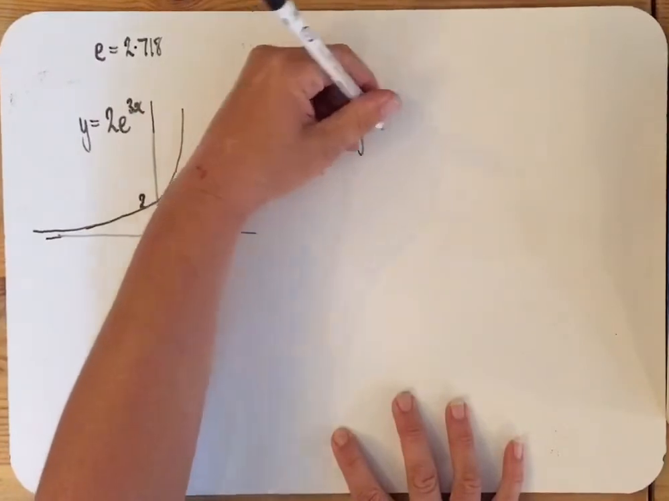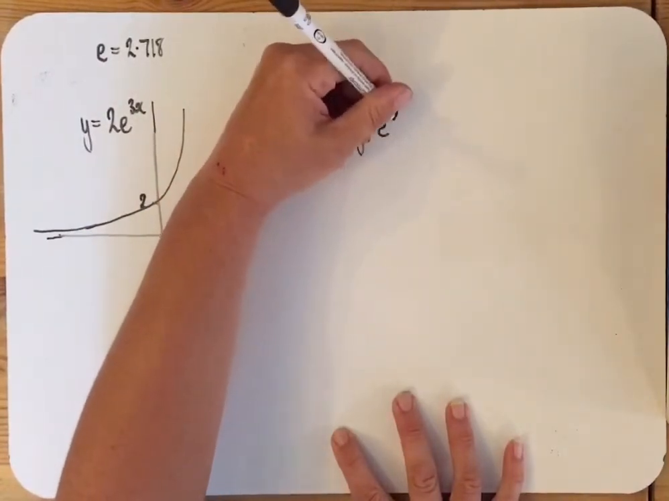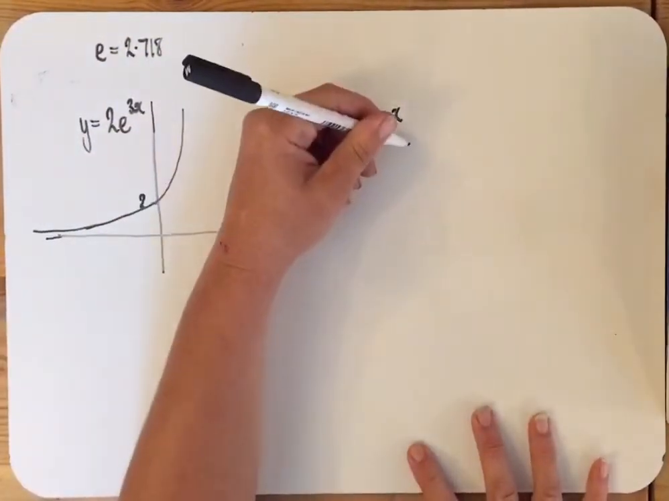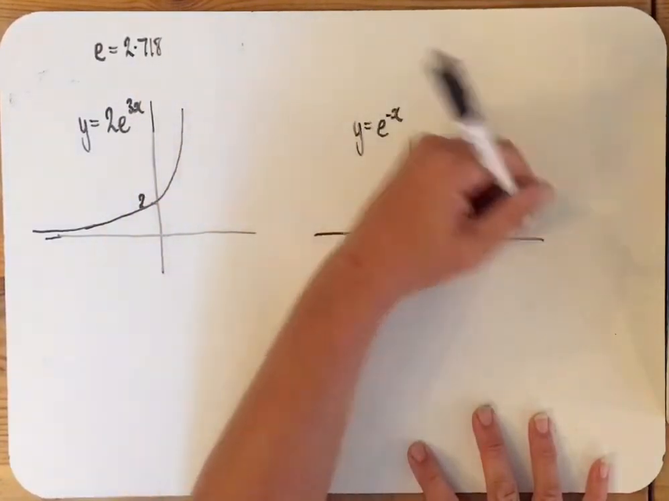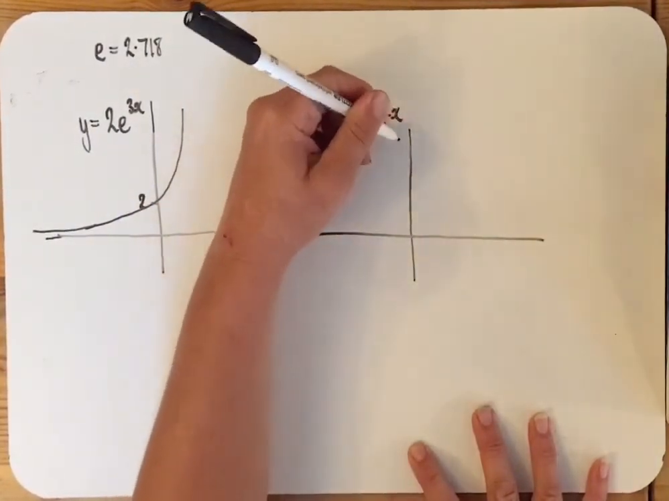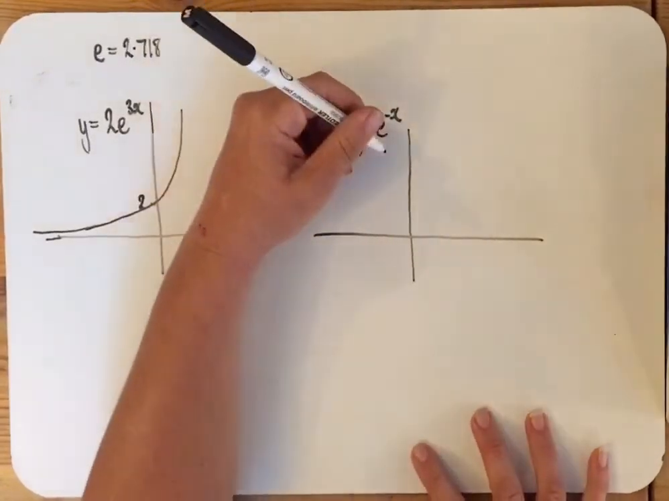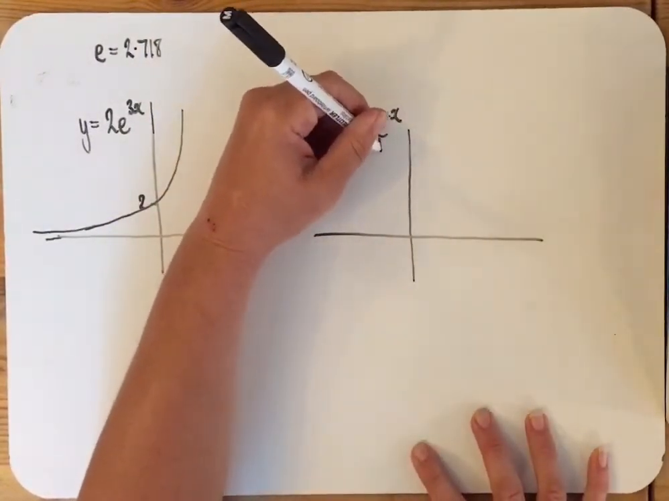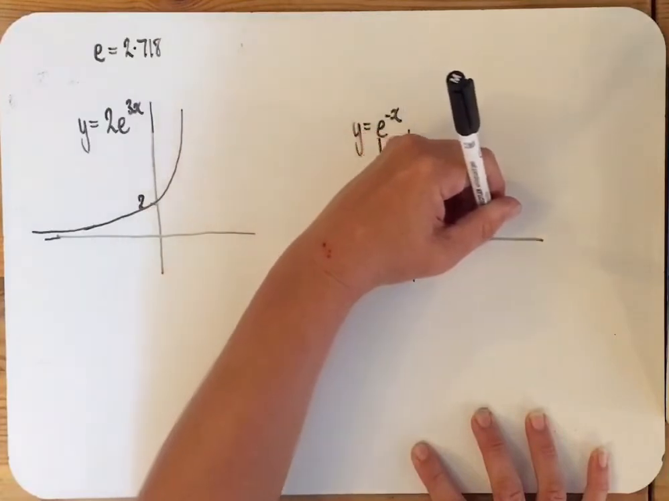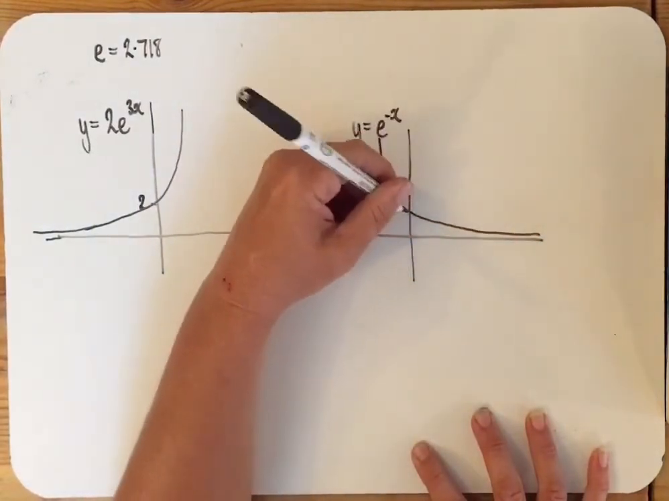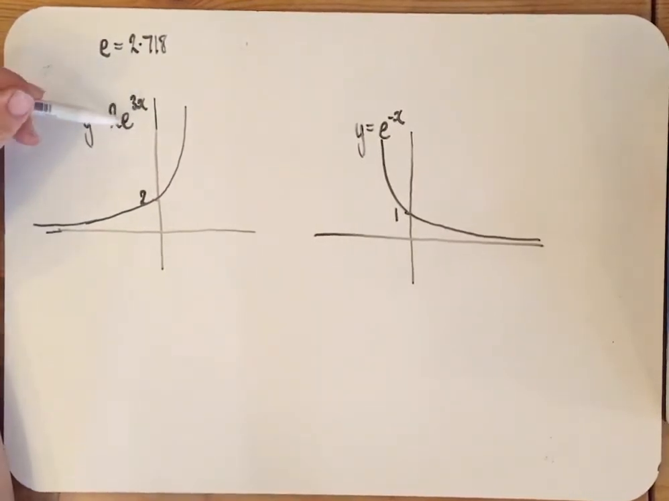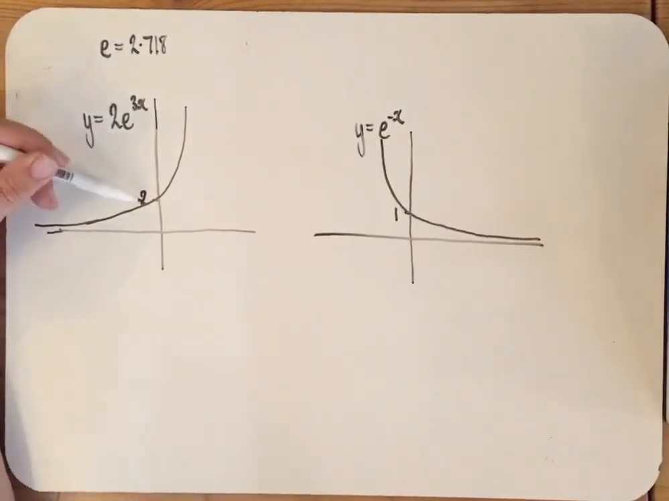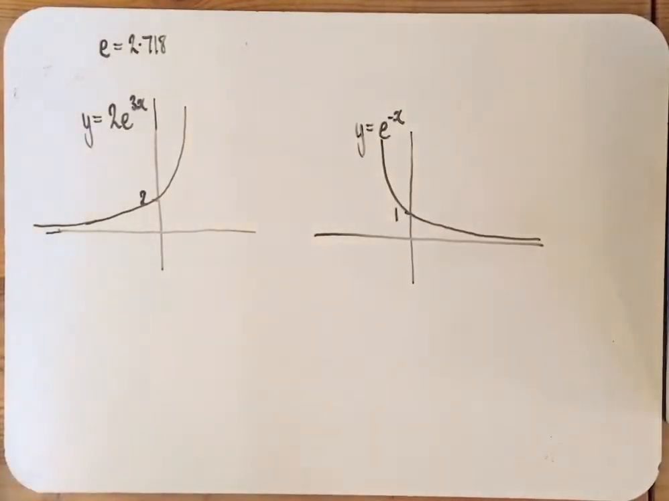Y equals e to the minus x. So if x is replaced with minus x, that reflects in the y-axis and it gives you exponential decay. So that one is coming down like so, still going to be 1. E to the power 0 is 1. E to the power 0 is 1 times 2, gives you that y-axis intercept of 2.